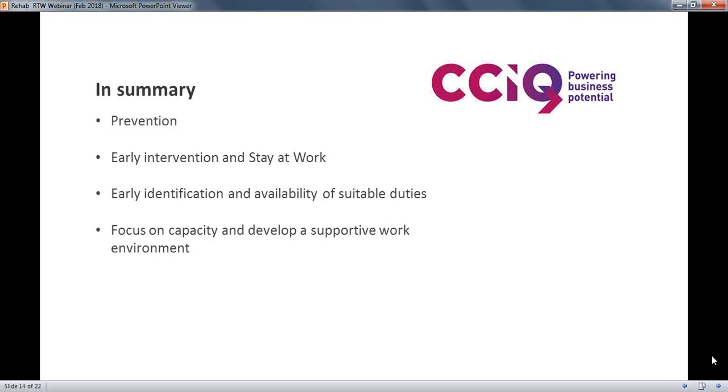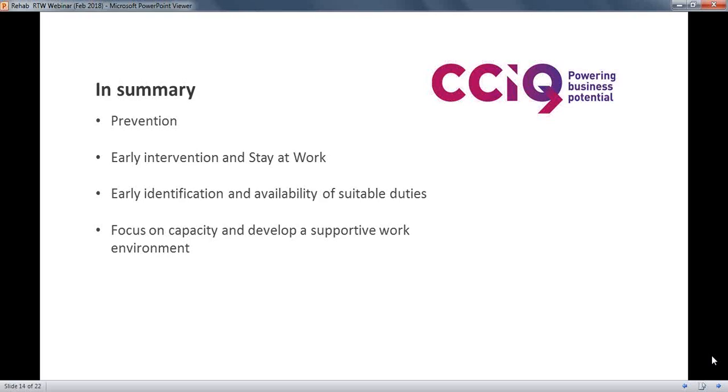Early intervention and stay at work. Main points here: be aware of injuries in your workplace. Do you have procedures in your workplace for injuries to be reported? Lodge claims as early as possible. Just be proactive and focus on getting the worker back into work. And on that point of early identification and availability of suitable duties, of course, we go back to the research that demonstrates that staying at work and returning to work is not only in the best interest of the worker, but it also has a positive impact on your premium.